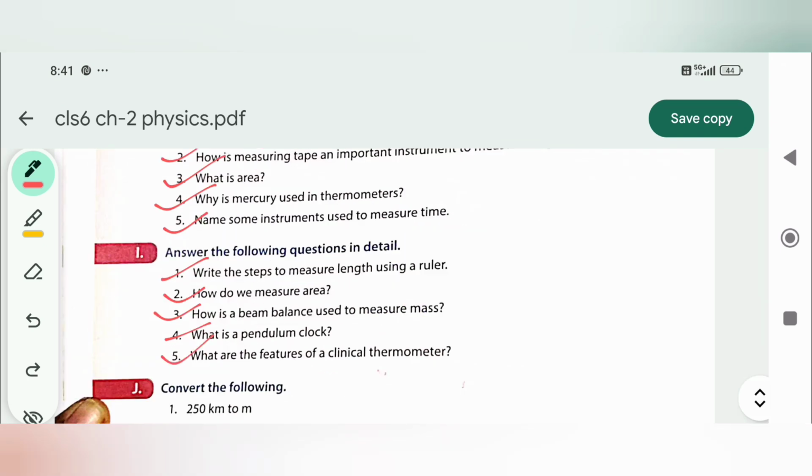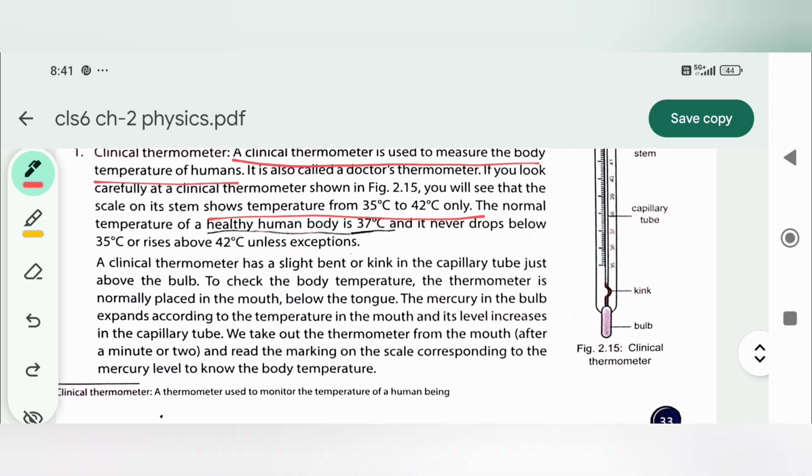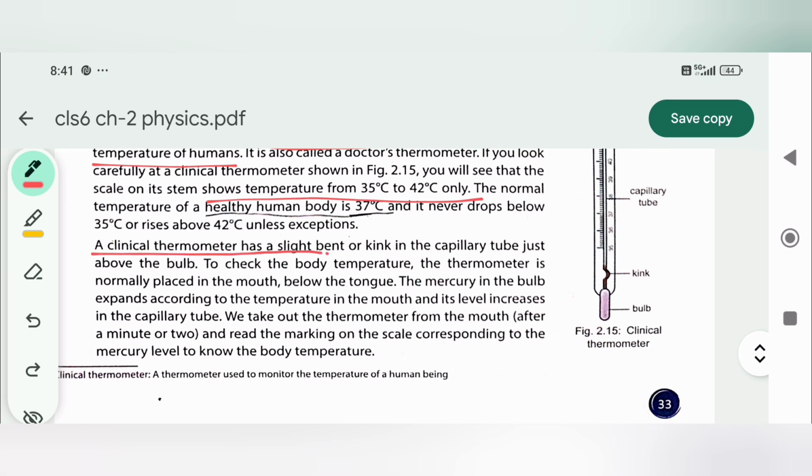Number 5, what are the features of a clinical thermometer? A clinical thermometer is used to measure the body temperature of humans, and it shows the temperature from 35 degrees to 42 degrees Celsius only. Then you can write, a clinical thermometer has a slight bend or kink in the capillary tube just above the bulb to check the body temperature. So this is the answer, and you can also write something you want from this paragraph. So this is ICA 5.